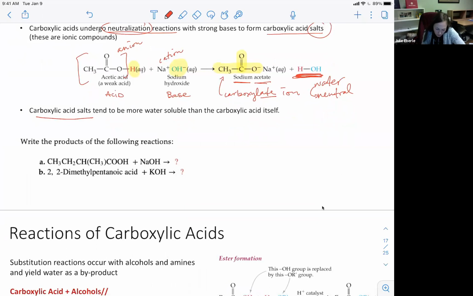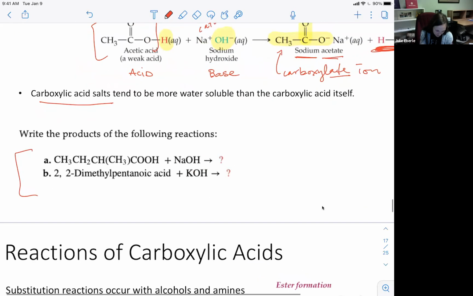Okay, so based on that knowledge, we have these two acid-base reactions down here, and it just happens that our acids are carboxylic acids. So you write the products. What products would we get? If it helps you, you can think of these as double displacement reactions. The cation from one thing pairs up with the anion from the other compound.